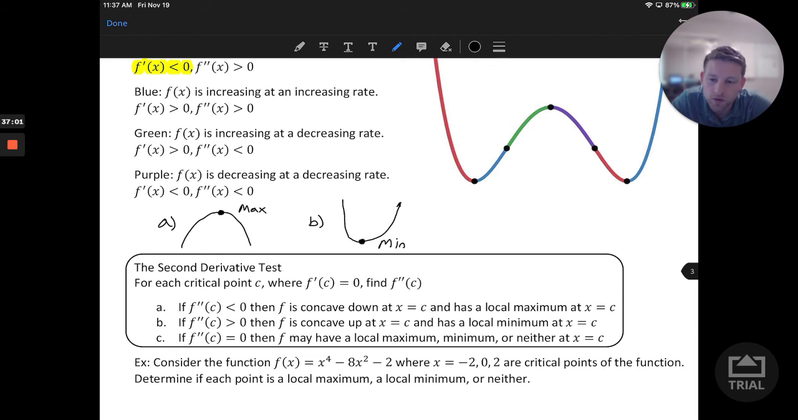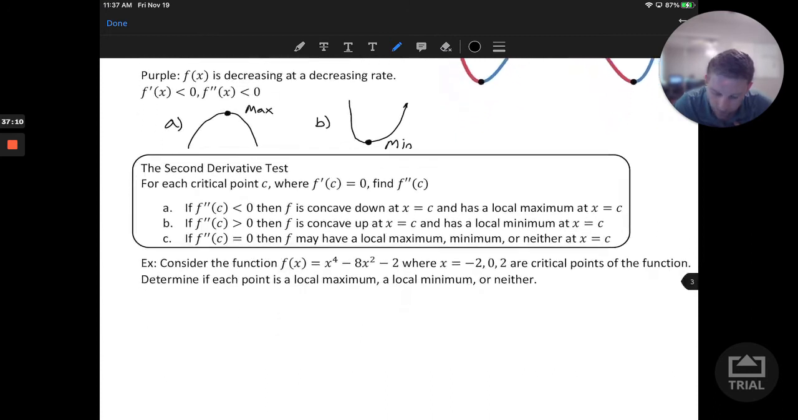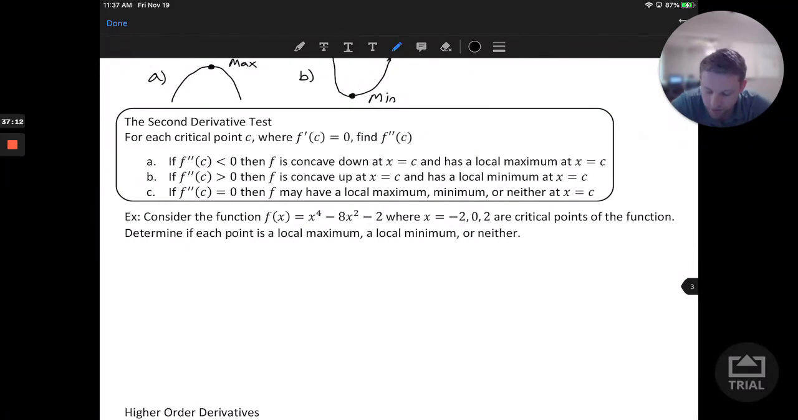So let's go ahead and jump into an example where we have critical points and we might need to test using this second derivative test. So let's consider the function f of x, where x equals -2, 0, and 2 are all critical points of the function. And we want to determine if each point is a local max, a local minimum, or neither. So let's go ahead and try these out.